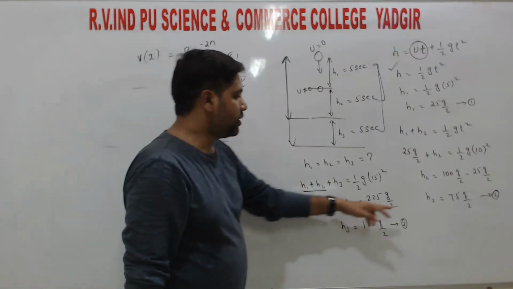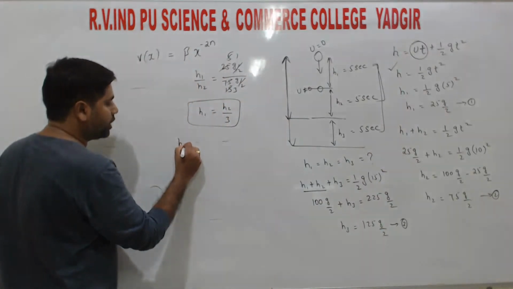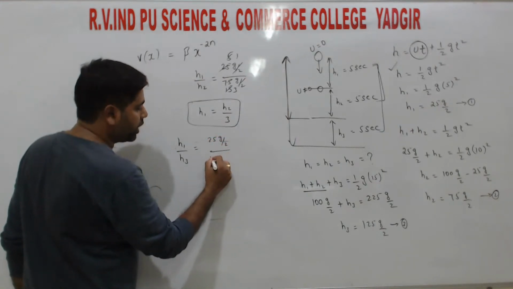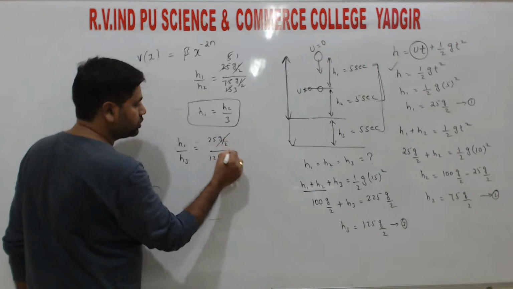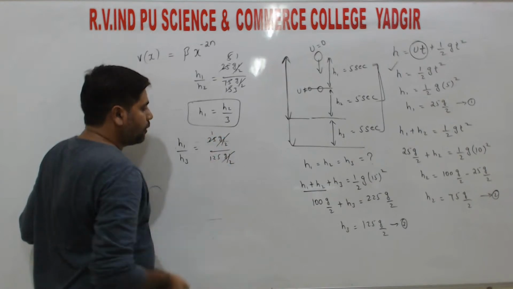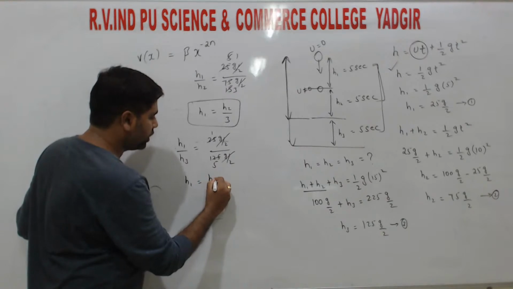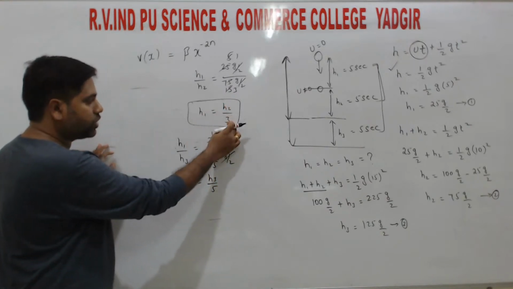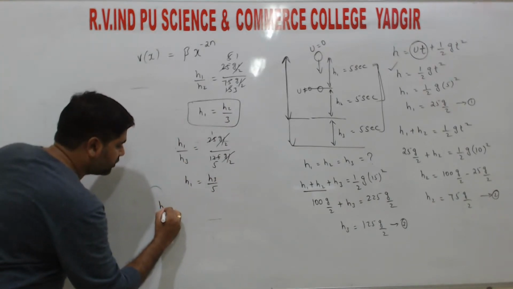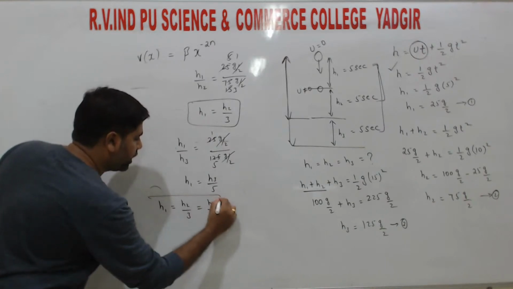In the same way, we can divide h2 by h3 or h1 by h3, right? So divide h1 by h3, we get 25g by 2 whole divided by 125g by 2. So g by 2 gets cancelled, so 25 ones are 25, 25 fives are 125. So h1 is equal to h3 by 5. So h1 is equal to h2 by 3, h1 is equal to h3 by 5. So we can write this as h1 is equal to h2 by 3, that is equal to h3 by 5.